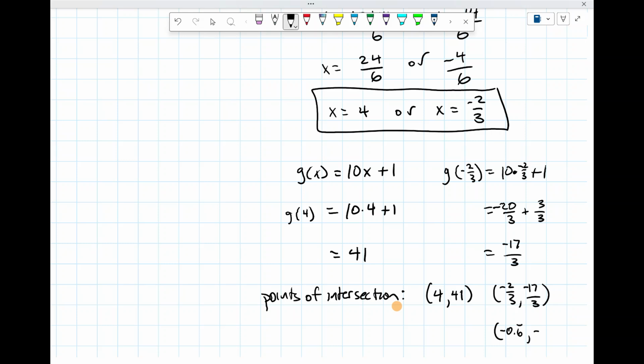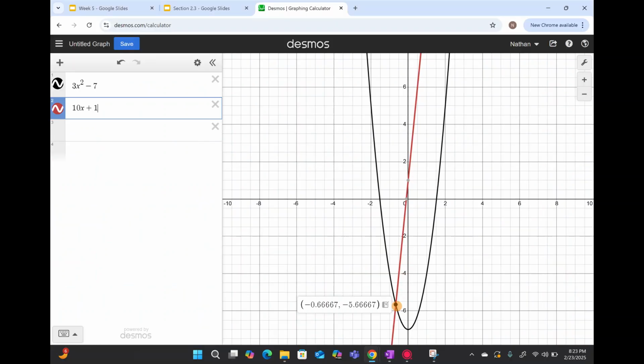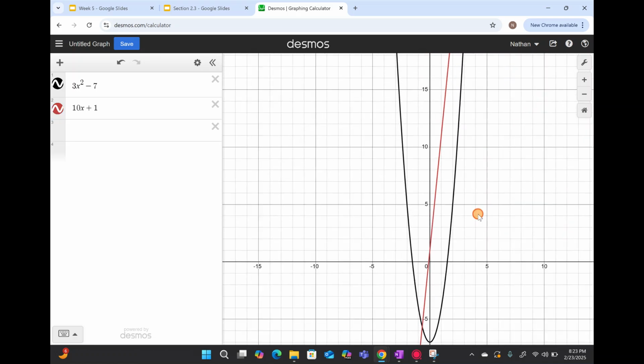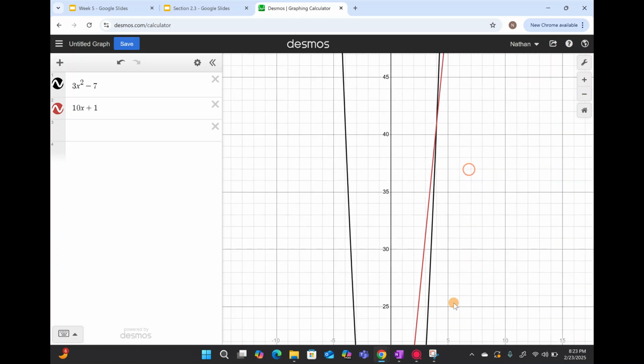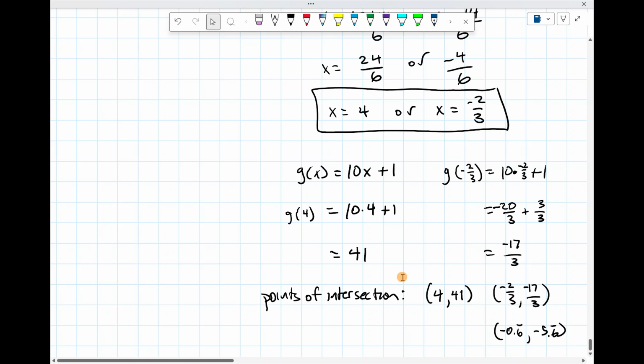So that's why it's important. Always check your work. It's easy to do with Desmos. And we can see that now we have the correct answer. And then our other point of intersection is all the way up here, but it should be (4, 41), and we did that correctly.